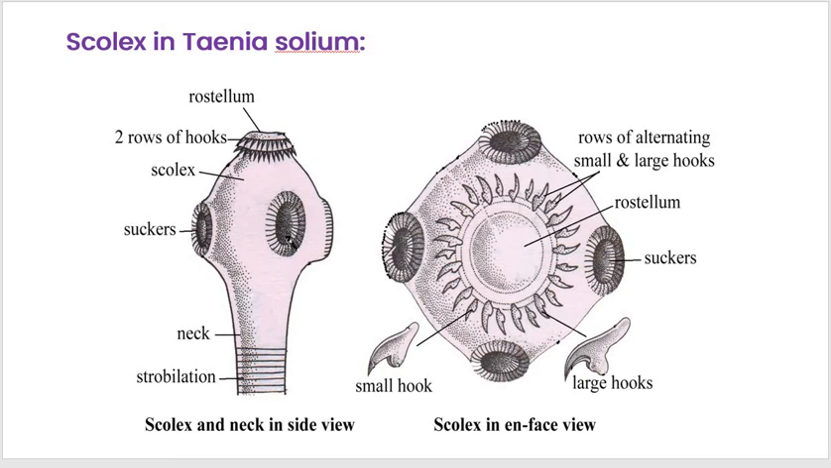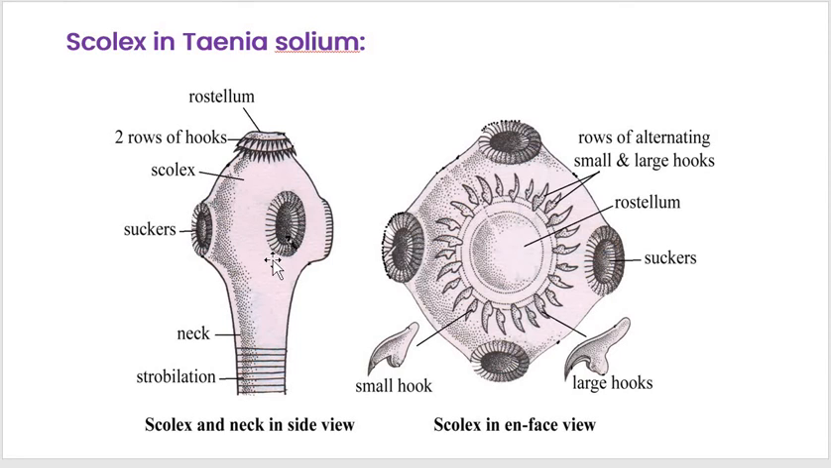Now this is about the scolex of Taenia solium. Before the next one, the main function of the scolex: here you can see the hooks. Such hooks are useful for attachment to the intestinal mucosa, right? Why? Because it's a parasite which is an inhabitant of the intestine of man or animals. So such hooks are useful for attachment to the submucosal layer of the intestine.